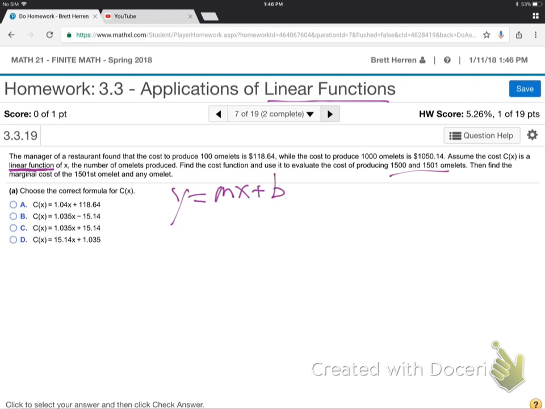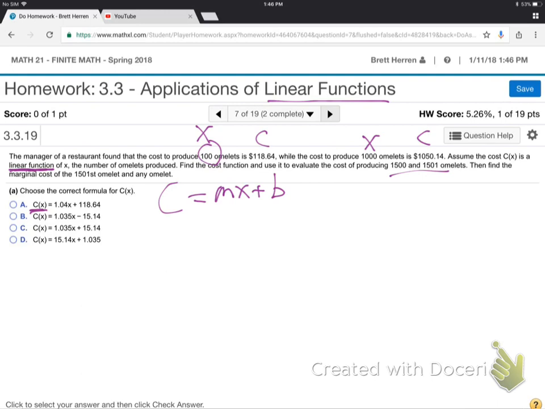Yeah, so what we're going to basically do is use the y equals mx plus b thing, and we're going to plug in two different sets of points they're giving me. They're telling me 100 omelets, that's our x, and instead of y, why don't we put cost? Because that's what they said the function is, a cost function. C is playing the role of y. So for 100 omelets, the cost is $118.64. For 1,000 omelets, the cost is $1,050.14.